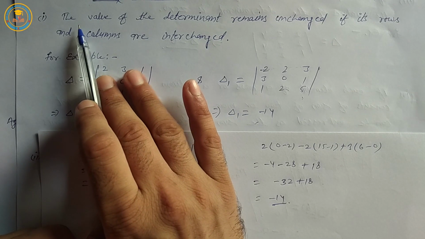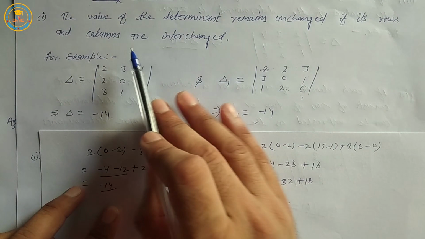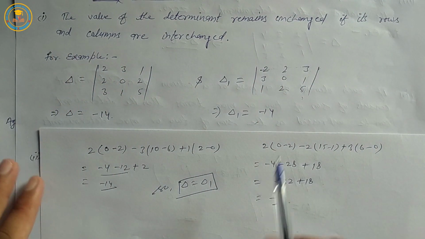Okay, del equal to del 1, it means property first is true: the value of the determinant remains unchanged if its rows and columns are interchanged.